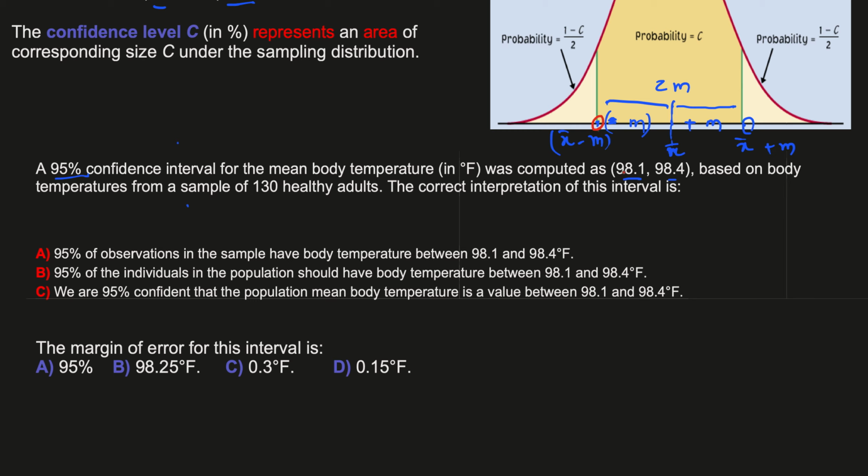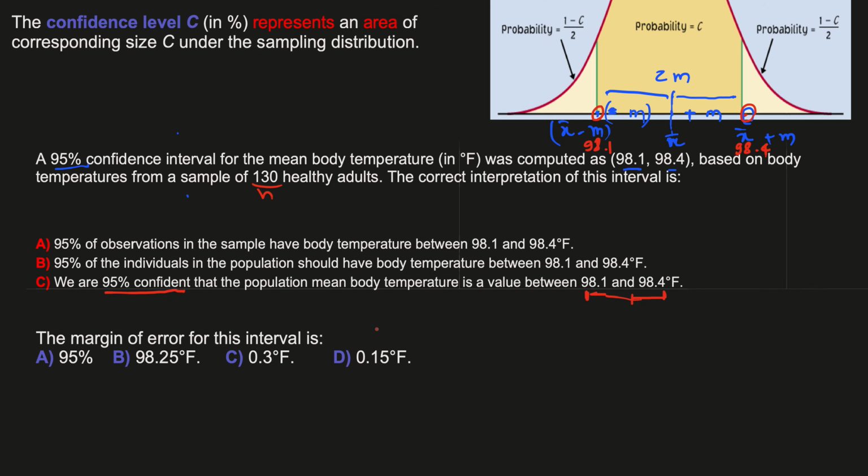Just go through these, but that simply means that we are 95% confident that the population mean body temperature is a value that would range anywhere between this lower boundary 98.1 to this 98.4 degrees Fahrenheit. You can also report the mean if you want, but the interpretation is that we are confident that the population mean body temperature is a value within that range.